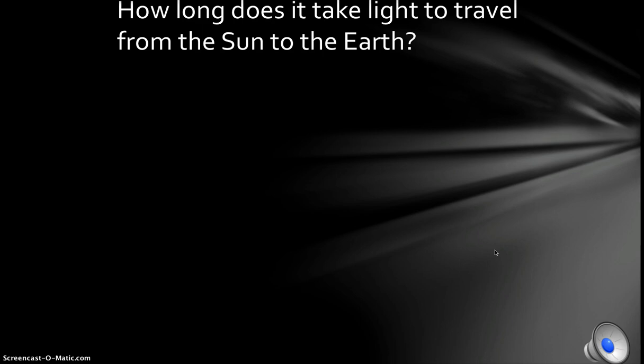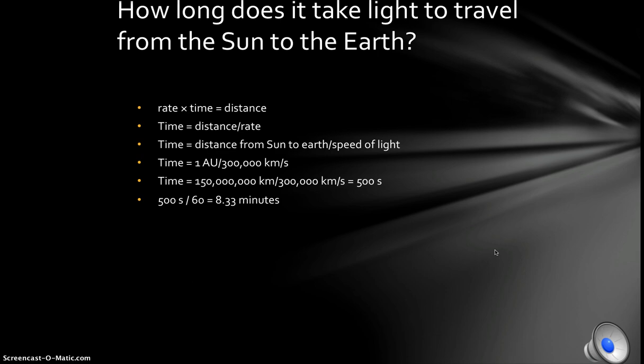So, how long does it take light to travel from the Sun to the Earth? This is another calculation that we can do. We start off with our expression, rate times time equals distance, but we're going to rearrange it to solve for time. We see that the time then is equal to the distance divided by the rate, or the speed. The distance we're interested in is the distance from the Sun to the Earth, divided by the speed of light.